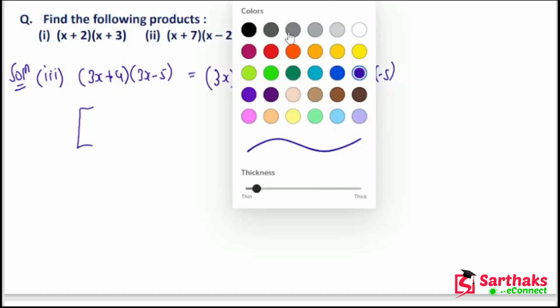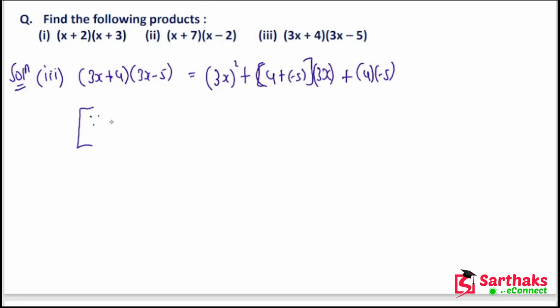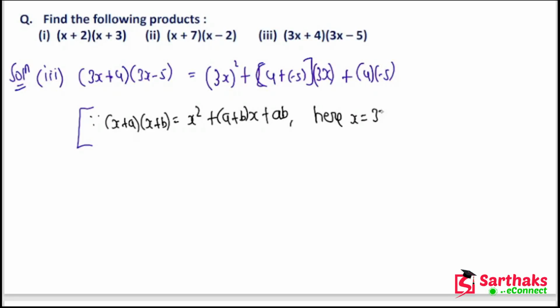Now if I have to write the identity, I will write: (x + a)(x + b) is equal to x square plus (a + b)x plus ab. Now let me write what the roles of a, b and x are over here. In this question, x has been 3x, so I have used (3x) square, and here also I have used 3x. Similarly, a has been 4, so wherever there is a I have kept 4, and b we have taken as minus 5. I have replaced b by minus 5 in this identity.